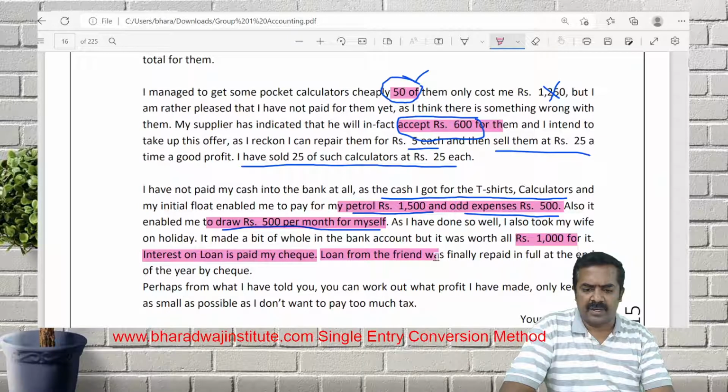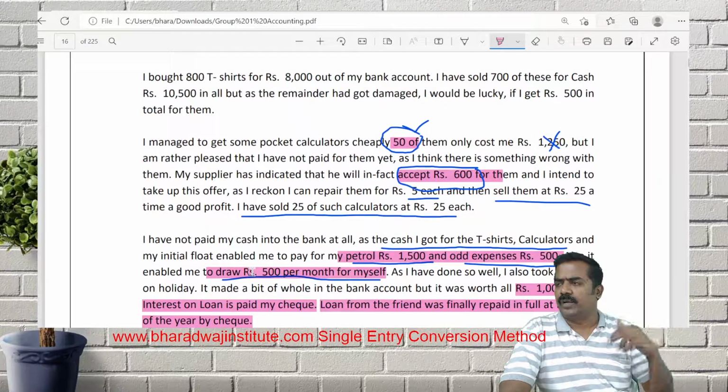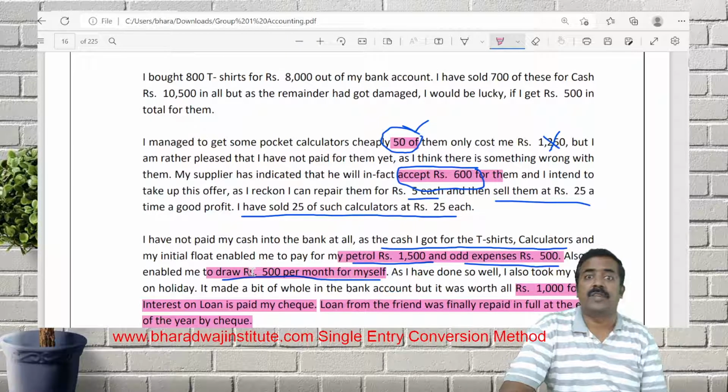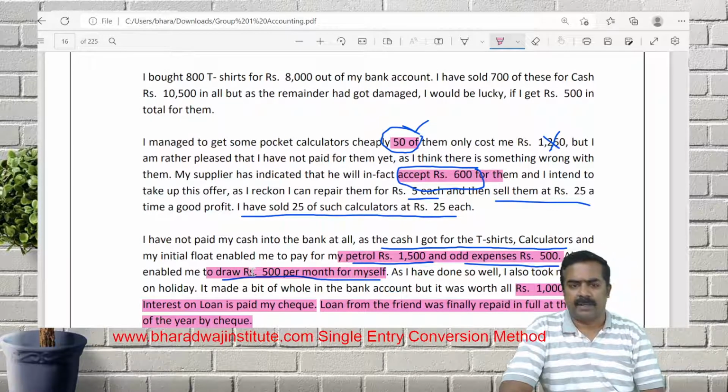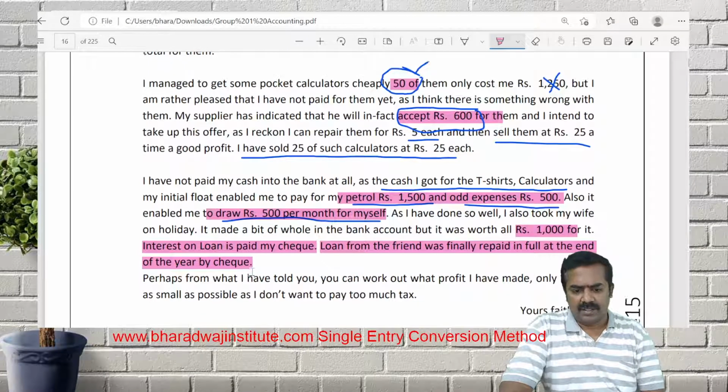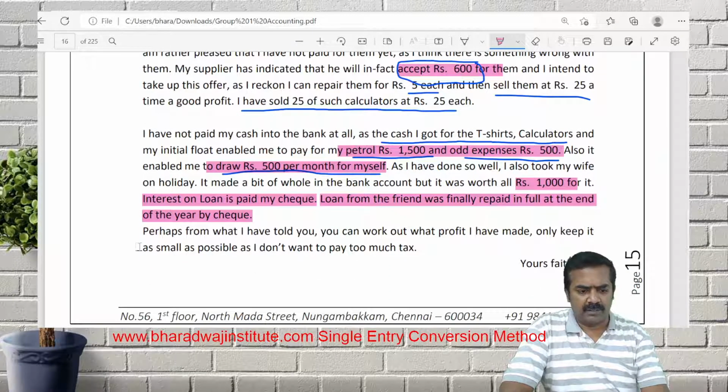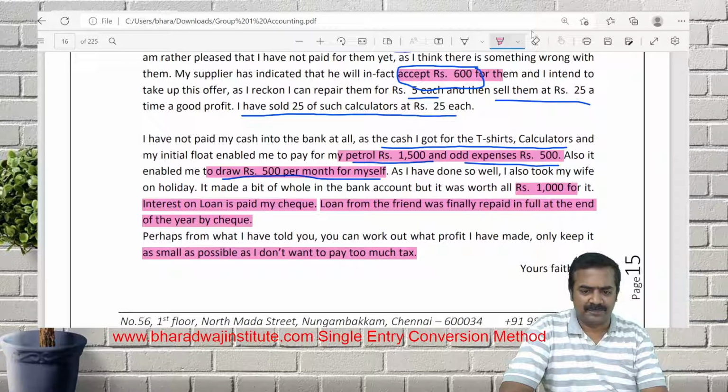The loan from the friend was also repaid by check. So we took the loan at the beginning of the year. We repaid the loan. How much did we repay? 10,000 we repaid. That is paid by what? Check. So work out the profit, make it as small as possible. I do not want to pay too much tax. Okay.